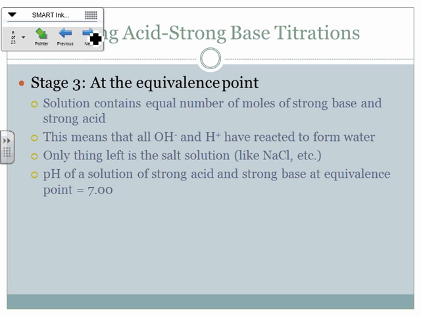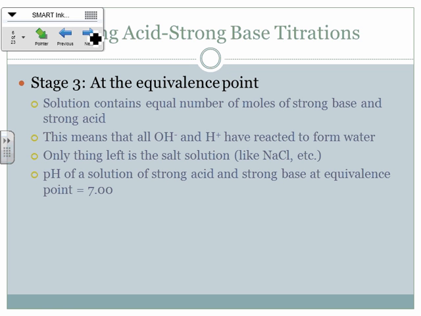In fact, there is no calculation necessary for strong acid, strong base, because at the equivalence point, pH is 7, because now all the OH minus and the H plus have reacted and they've just formed water. So with a strong acid, strong base reaction, remember, you end up with water and you end up with some sort of salt. And for a strong acid, strong base reaction, neither of the ions in the salt are going to affect the pH of the solution.